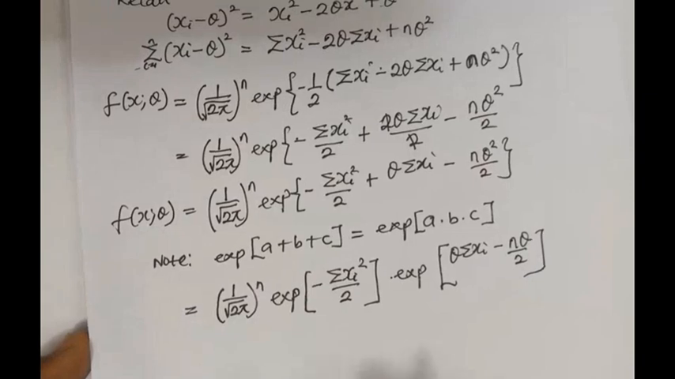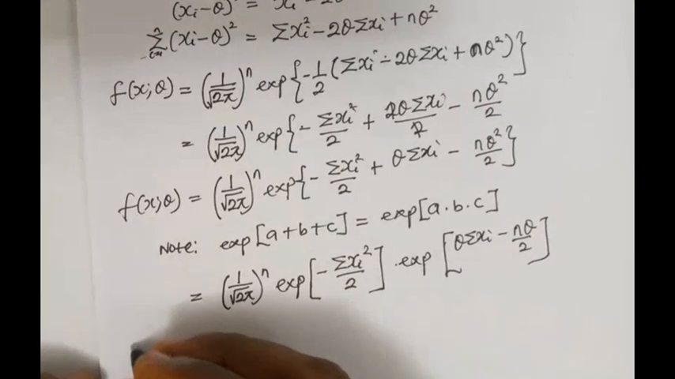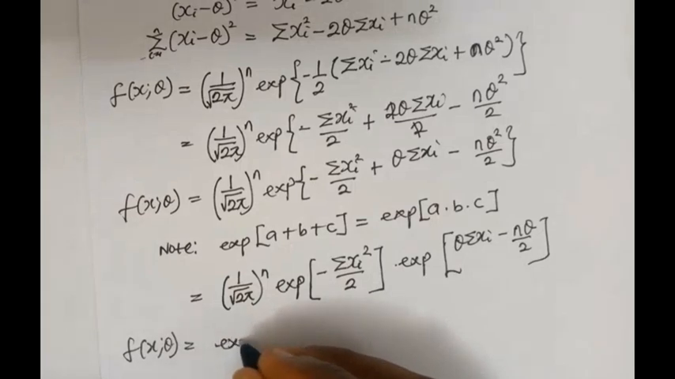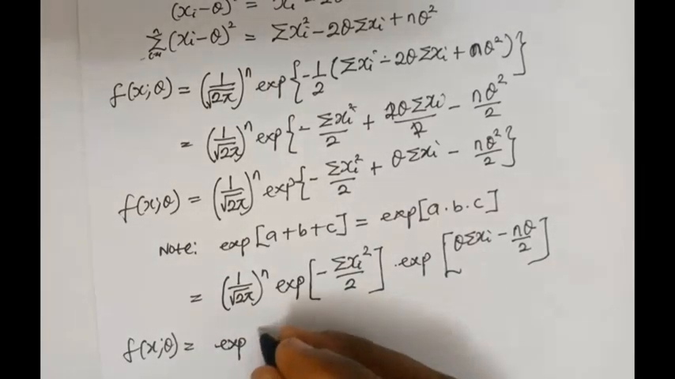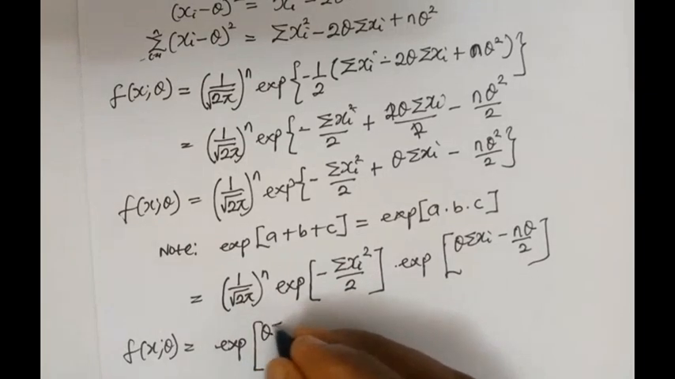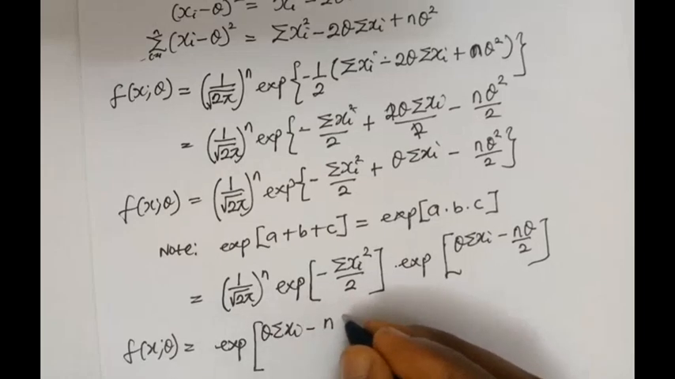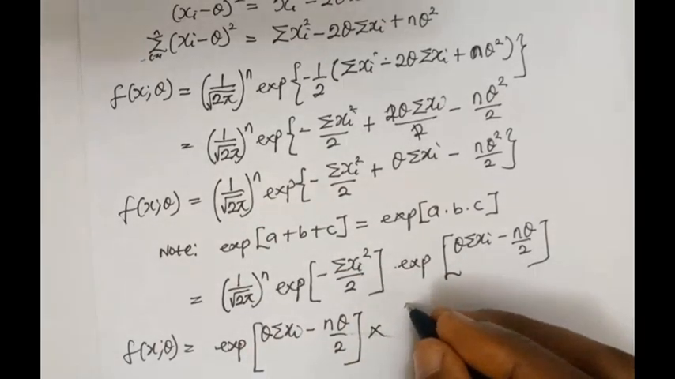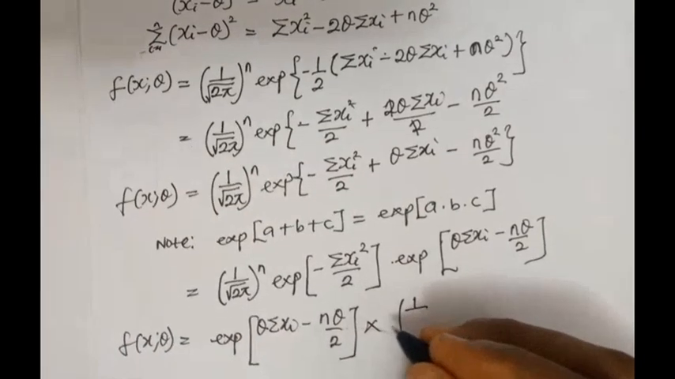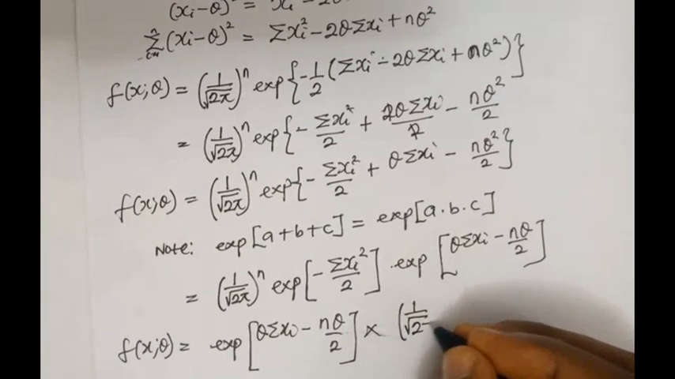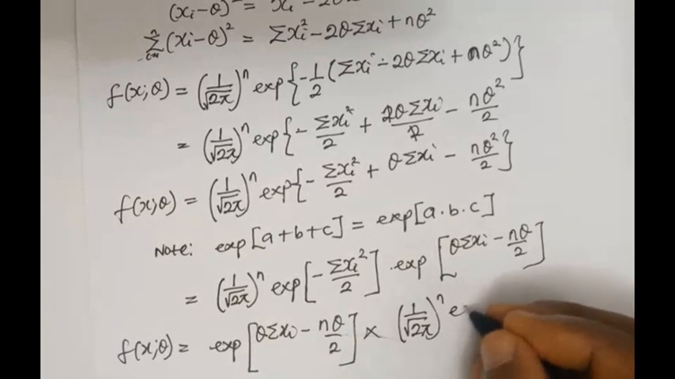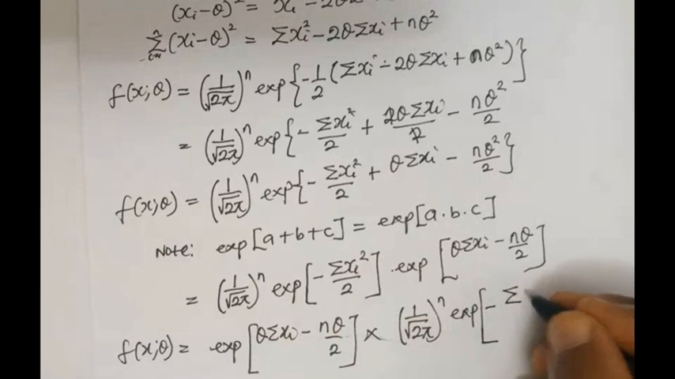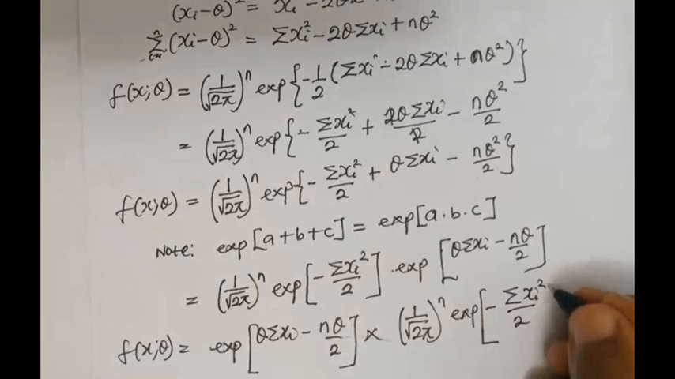So we can have our function as exponential, we'll bring this here, theta summation of xi minus n theta squared all over 2, multiplied by the whole of this, 1 all over square root of 2 pi raised to the power of n exponential minus summation of xi squared all over 2.